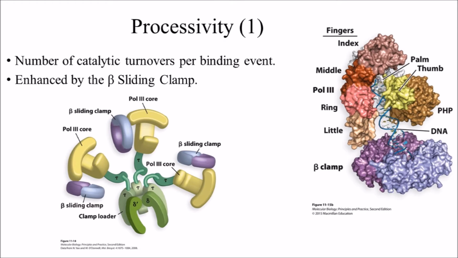The beta sliding clamp is a ring-shaped protein that encircles DNA polymerase on the lagging strand and keeps it from falling off when it restarts DNA synthesis at a new Okazaki fragment.